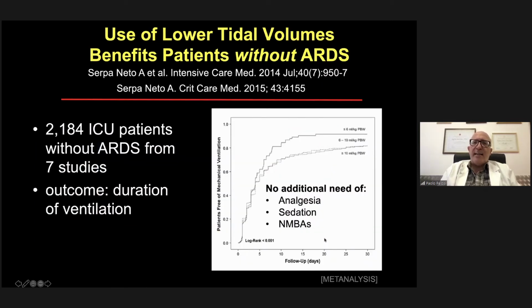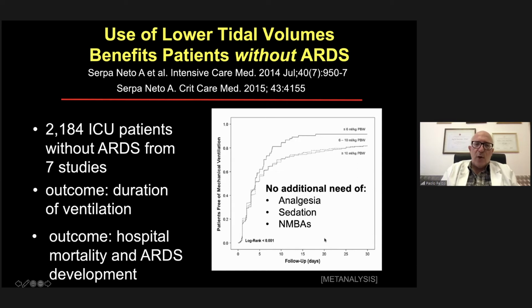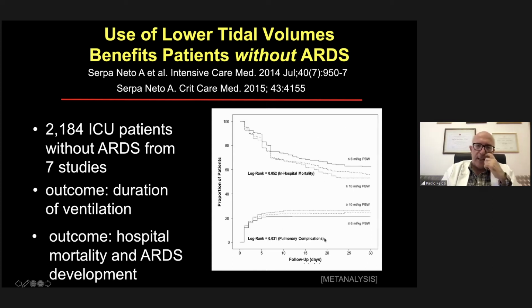We have to remind that the question of lower tidal volume is not only related to patients with RDS, but also different studies, including this, showed that, for example, the duration of mechanical ventilation was associated with the tidal volume delivered in non-RDS. Lower tidal volume was associated with reduced need of ventilation without any additional need of analgesia, sedation, and neuromuscular blockade agents. And also when we look at mortality and the RDS development, we found similar results.